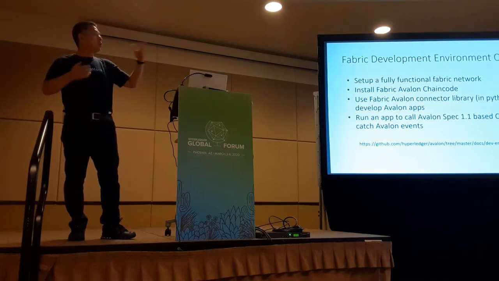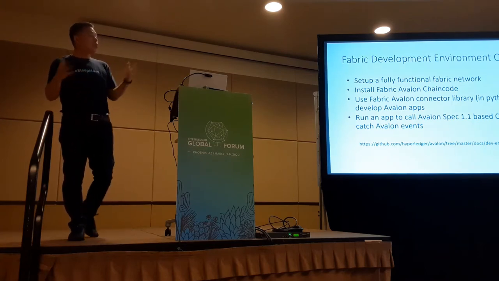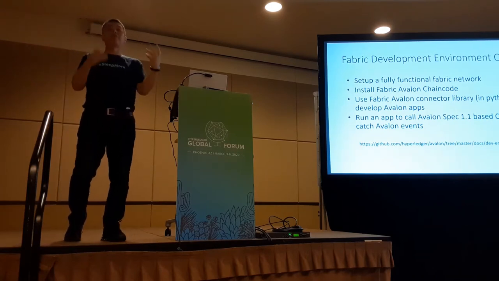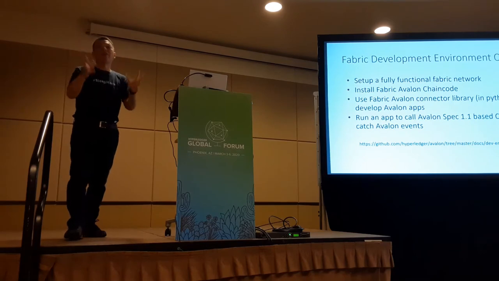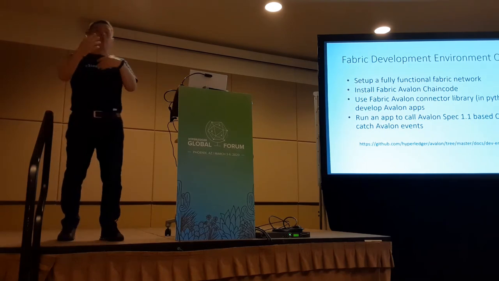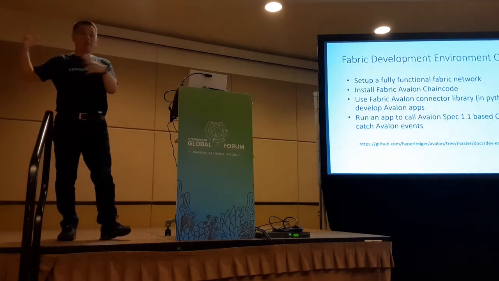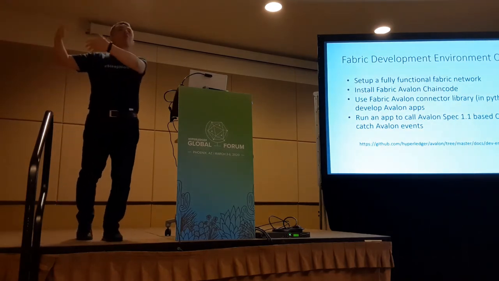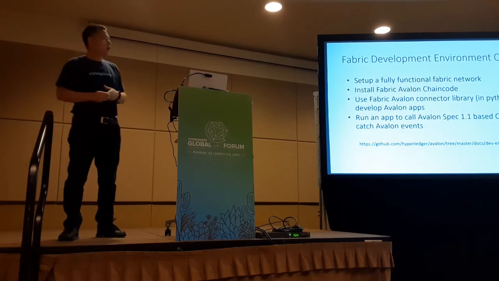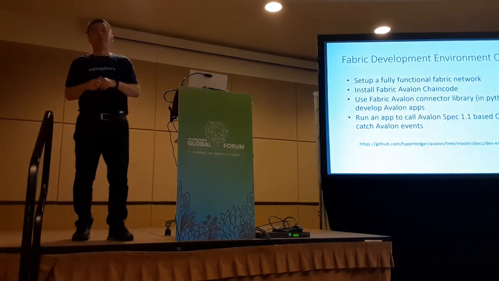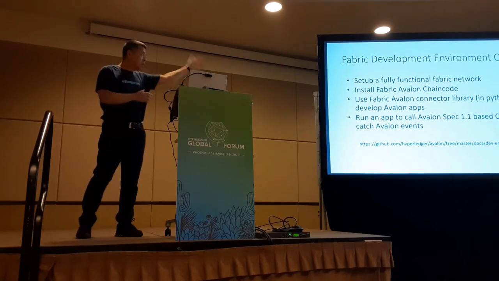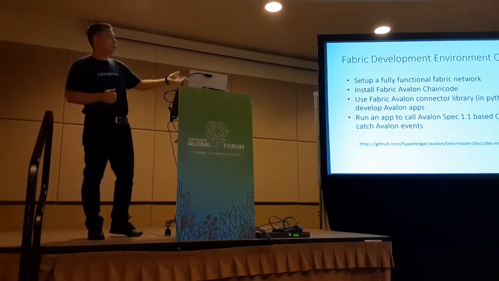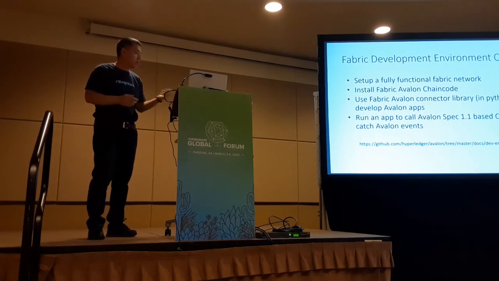What we're going to show later on is two applications. One is the application that you hook up with the Fabric network. You can catch the events. Things happen, and you want to do something based on the event happening on your network. The other application will just produce those events by calling the Avalon APIs. So that's basically the process. In no way are you restricted to using Python. You can use other languages as well.